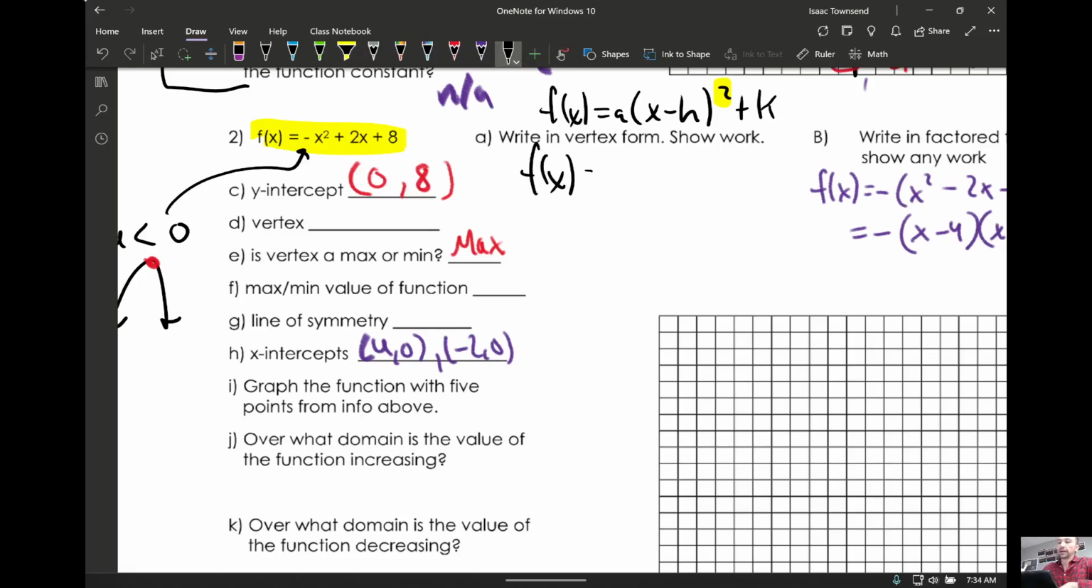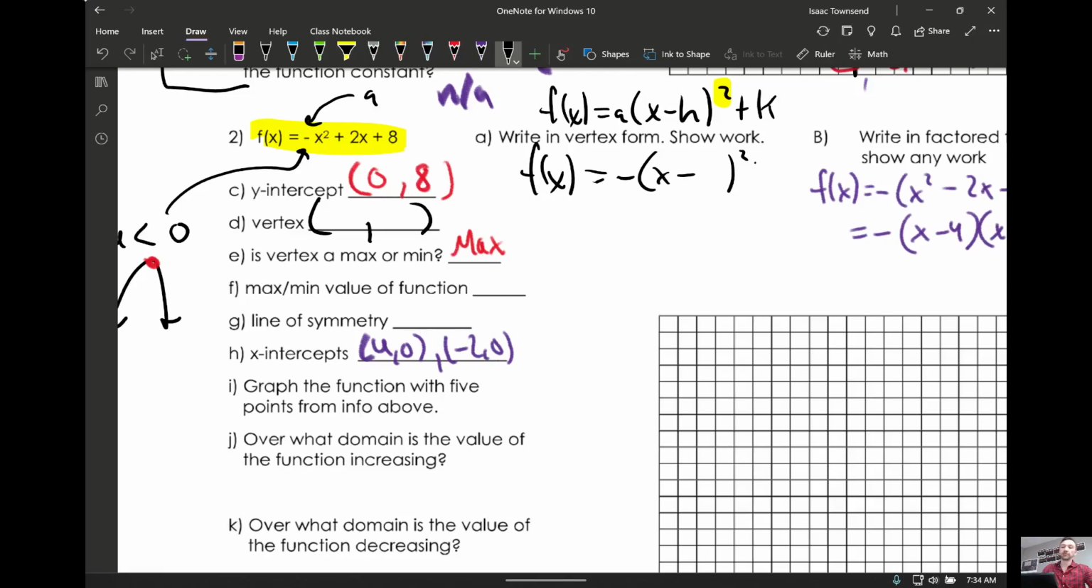You have to know where a comes from. a is the same as this a, -1. You have to find h, which is the x value of the vertex. And you can either do that by finding the average of the x-intercepts. Well, sometimes you don't have x-intercepts, so I guess you can't do that then. But let's see, the distance between these would be 6, so 3, so 1. Do y'all see how the number in between -2 and 4 would be 1?